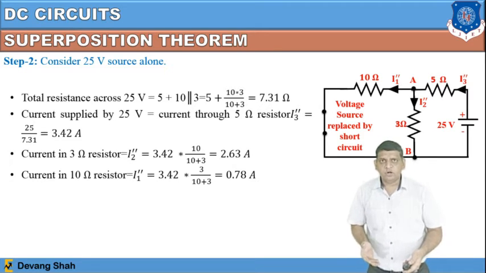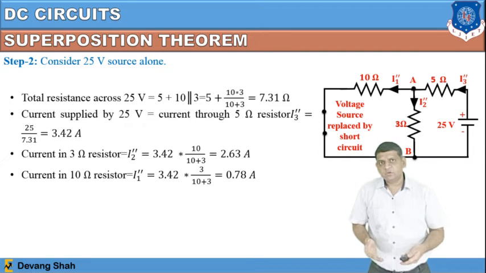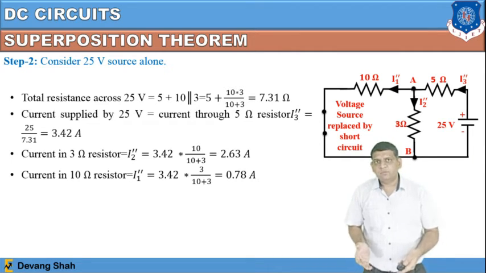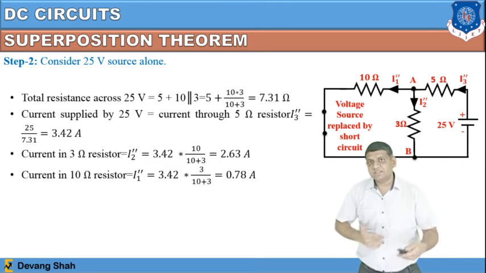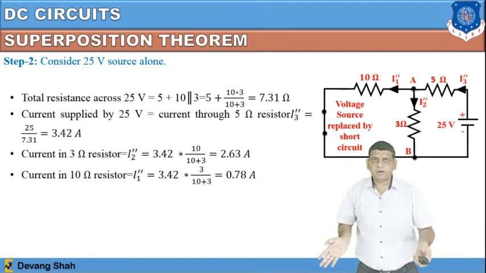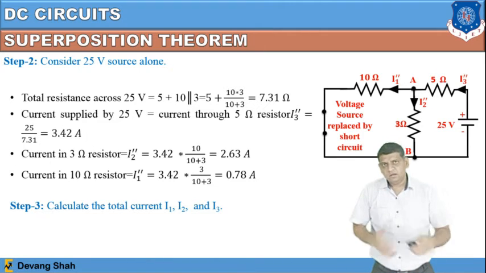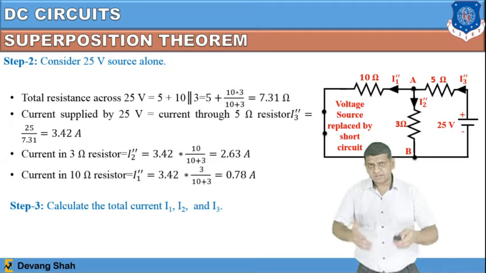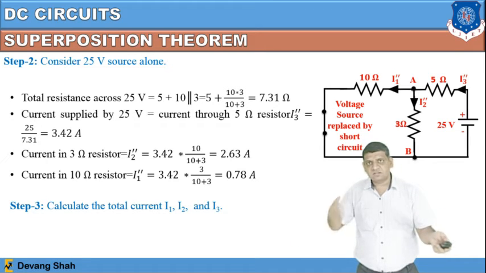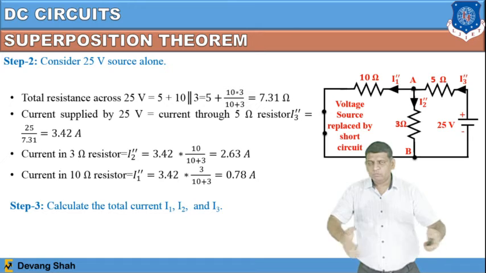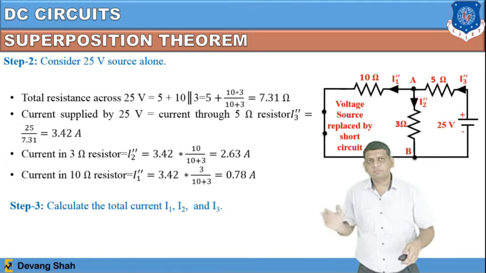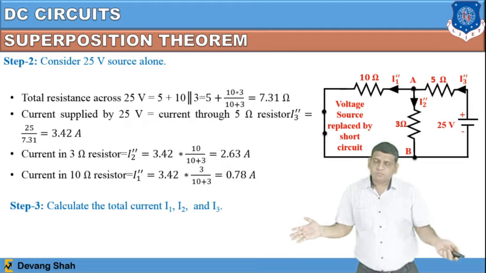The current would be 3.42. So ultimately I2 double dash you can find from the current divider rule, which is 3.42 multiplied by 10 divided by 10 plus 3, so 2.63. Same way I1 dash that is passing through the 10 ohm resistance, that is 0.78, right? So from these two separate examples, you can find all these currents I1, I2 and I3. This is the current effect, the current which is passing through all these three resistances, 10 ohm, 3 ohm and 5 ohm, considering both the effects of the 50 volt source and the 25 volt source.